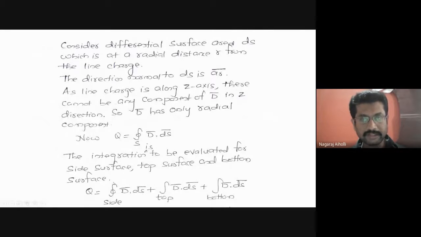That is how we write the equation, students. Q is equal to the surface integral for the side of D bar dot ds bar, plus the surface integral for the top surface of D bar dot ds bar, plus the surface integral for the bottom surface of D bar dot ds bar.